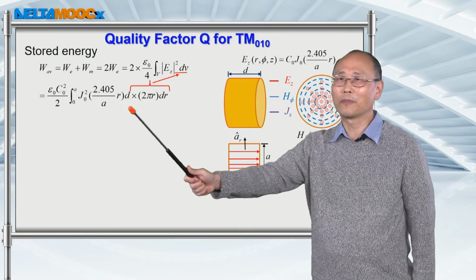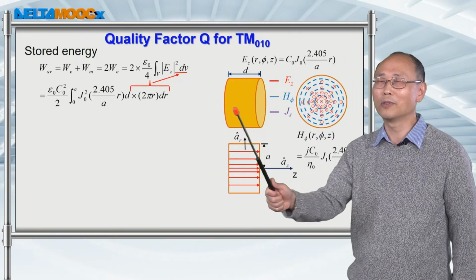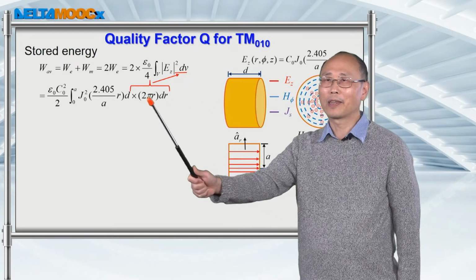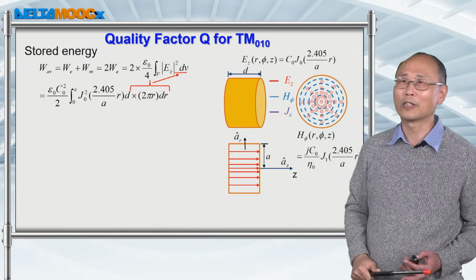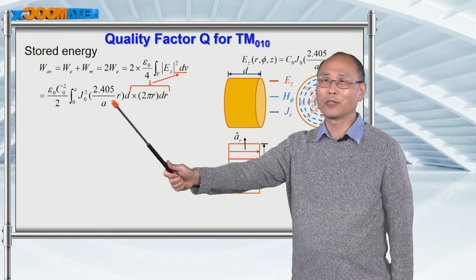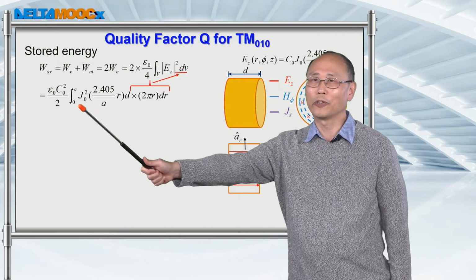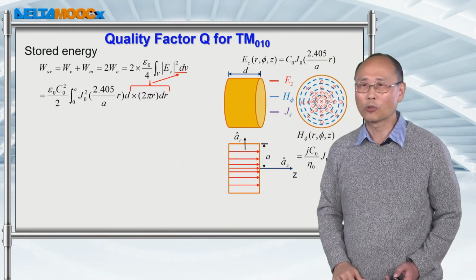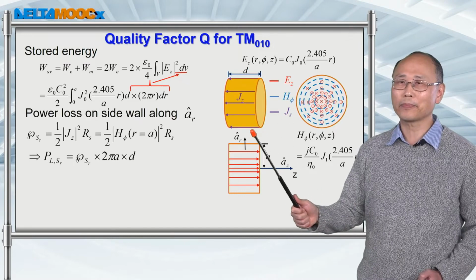The differential volume is equal to d, which is the distance between these two end plates for the cylinder. And then you multiply with 2 pi r dr. It's going to give you a differential volume. And then you put the solution of Ez into this expression and do the integration over a radius from 0 to a. You are going to get the total average electromagnetic energy stored inside this volume.